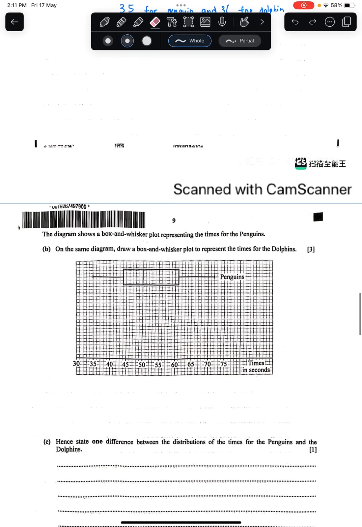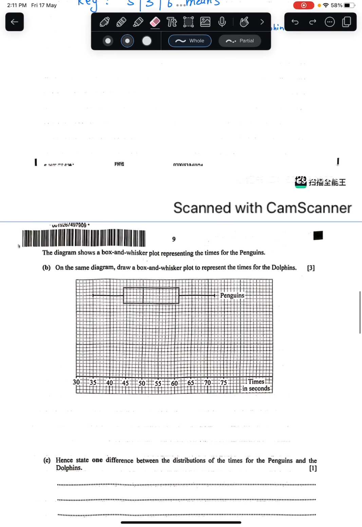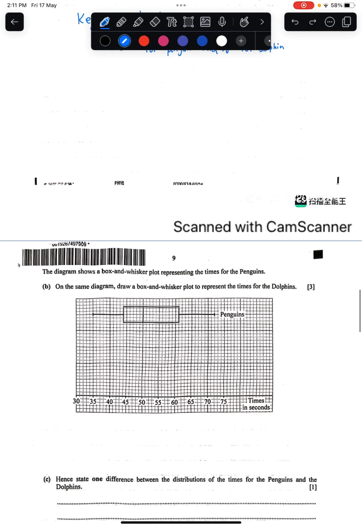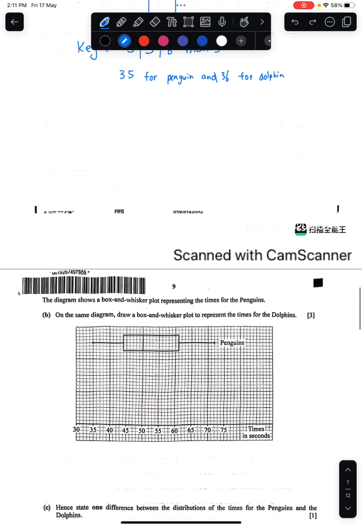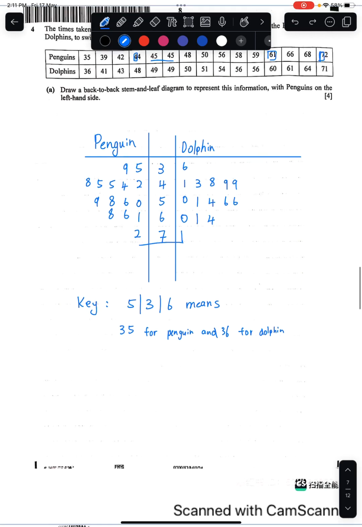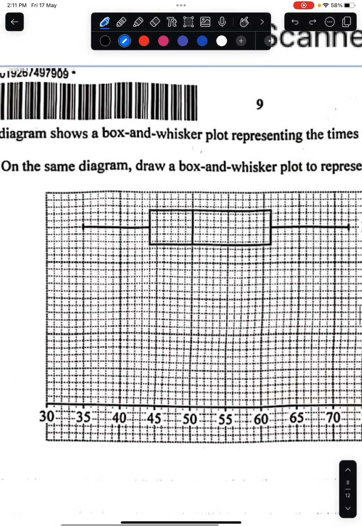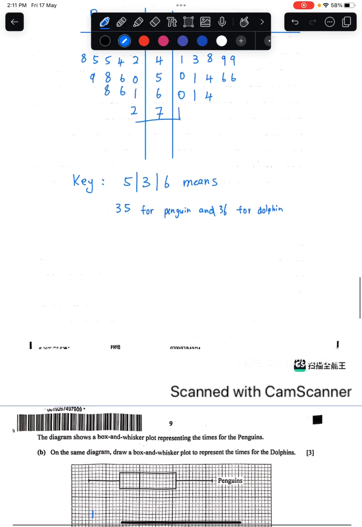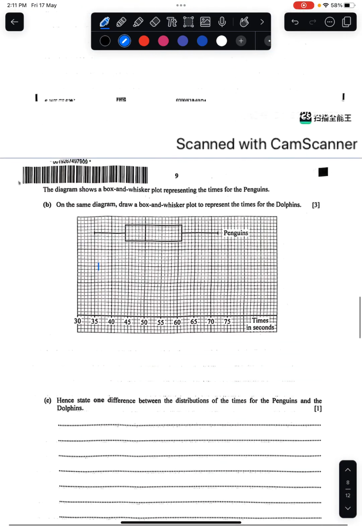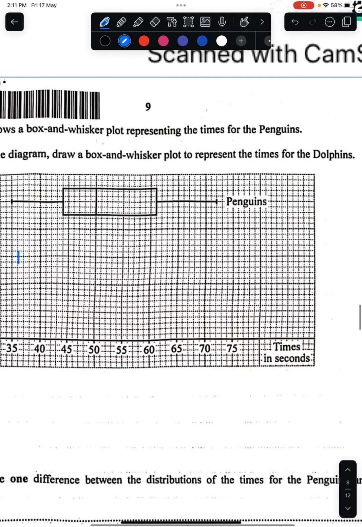Now for the box and whisker plot, it's very easy. Look, they even did one for you already. First we do the maximum and minimum values. For dolphins, the minimum is 36, so we do 36 here. And the maximum is 71, so I will draw a small line at 71.